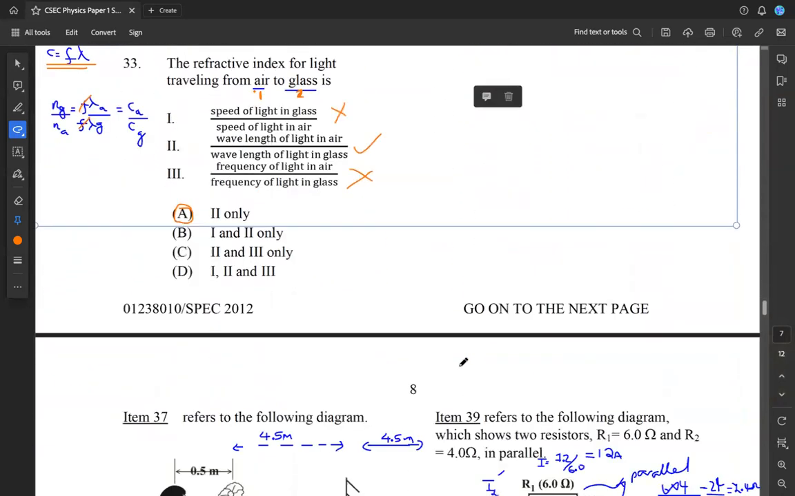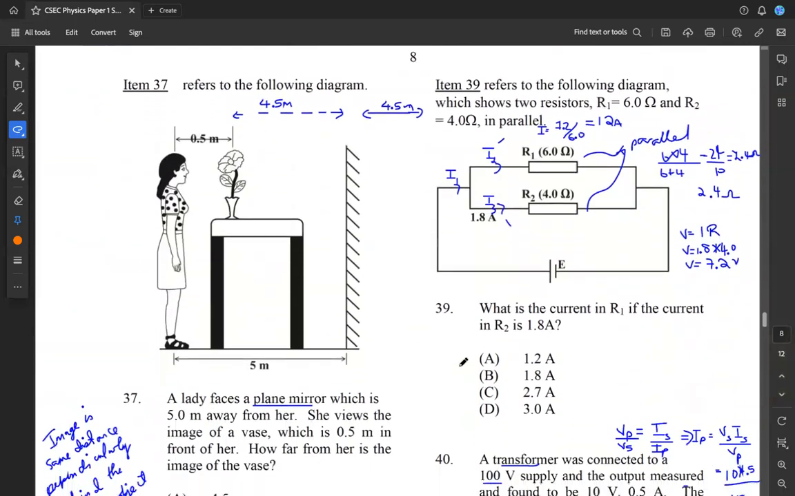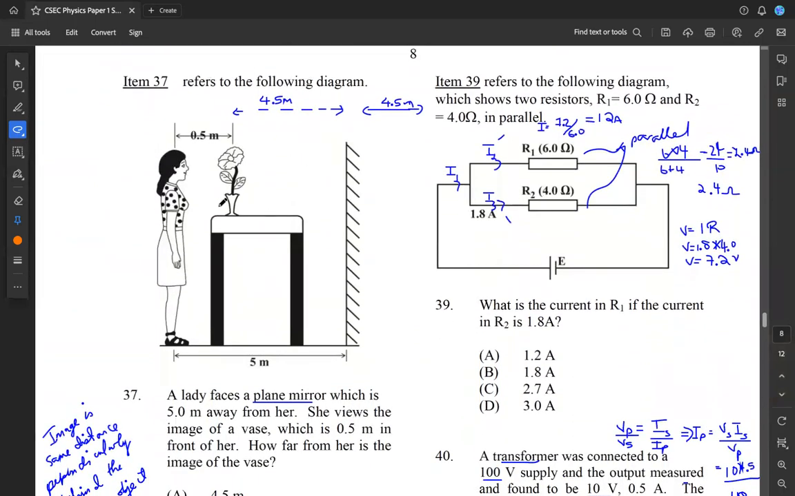So going right along now, moving along to item 37. Item 37 refers to the following diagram. What we see in this diagram is a young lady standing here. We see a vase here on this table. And the figure is showing us that the distance between the young lady and the vase is 0.5 meters. And then there's a mirror down here. The distance between the young lady and the mirror is 5 meters. So the distance between the vase and the mirror will be 4.5, right? Do you see that? 5 minus 0.5, so that's 4.5 meters.